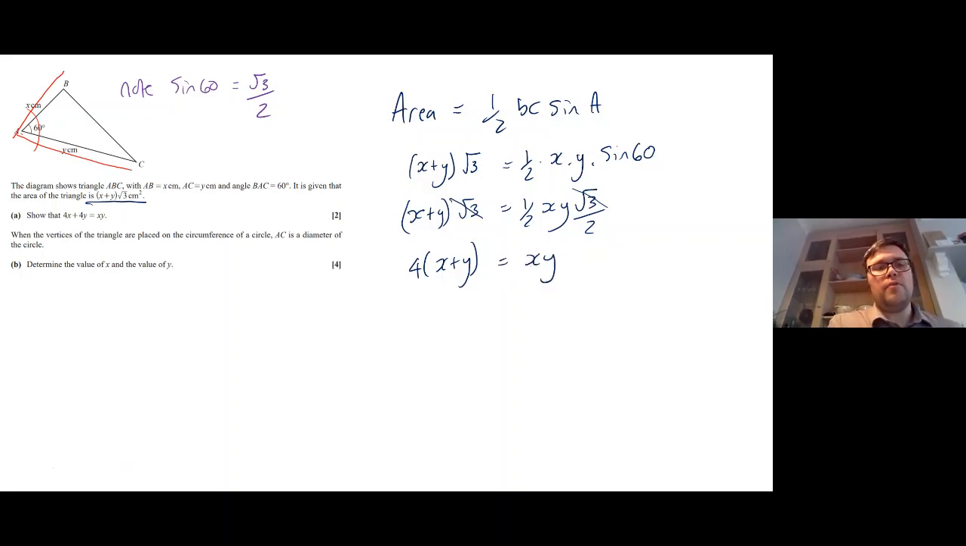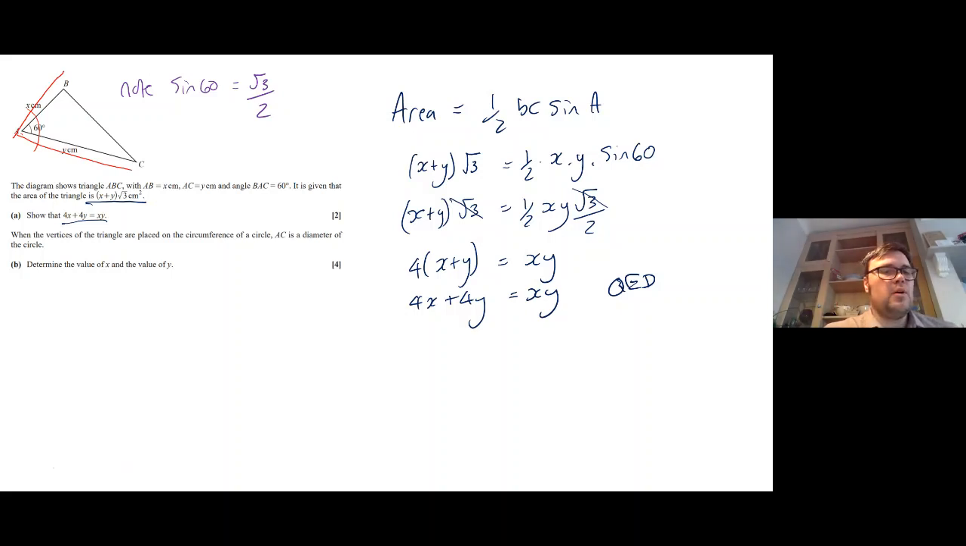Having a quick look at the format that it wants it in, I haven't quite got there. I haven't expanded the brackets. I know it's a little bit picky, but it's asked for that format, so make sure you put it in that format, or you could potentially lose that last mark. So it's 4X plus 4Y equals XY. I always like to put a QED to show that it's proven, so it's like a mini conclusion without having to write anything else. We've done that part, now let's go on to the second part.